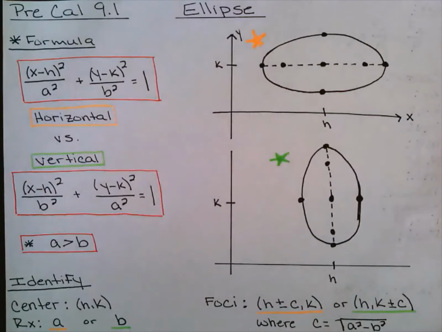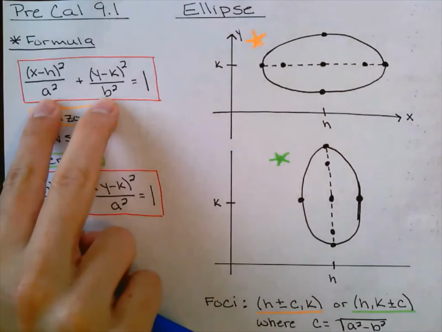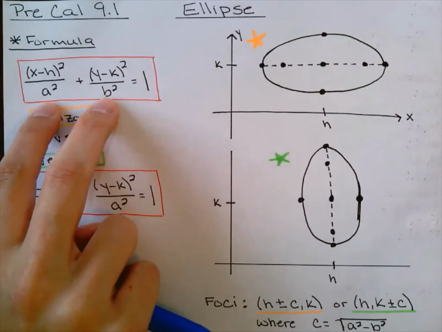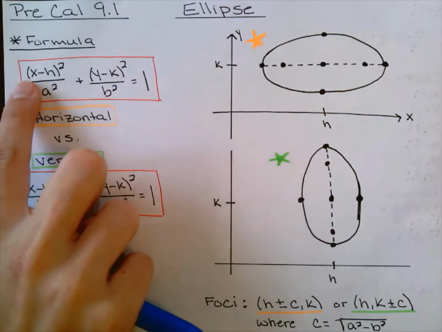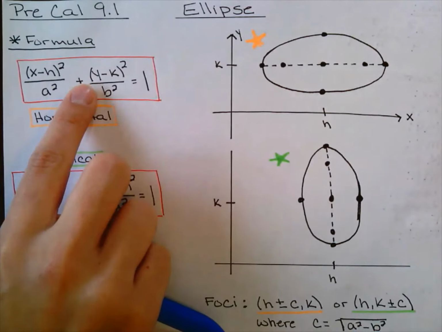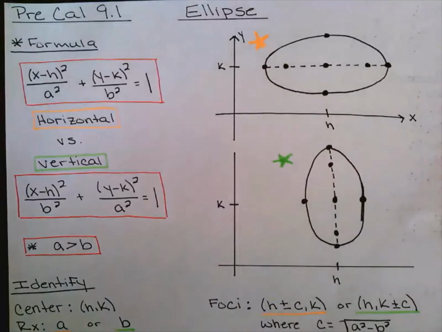Now, just like in the circle, that number, we would do the square root of it to find our distance for the radius. Same thing with these two numbers down here. We need to find the square root of them, and that will determine our distance horizontally underneath the x and vertically underneath the y.